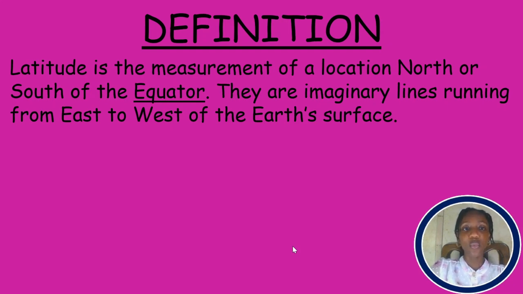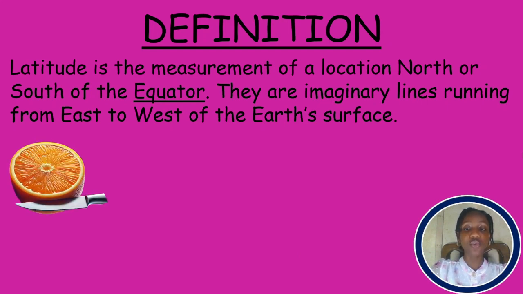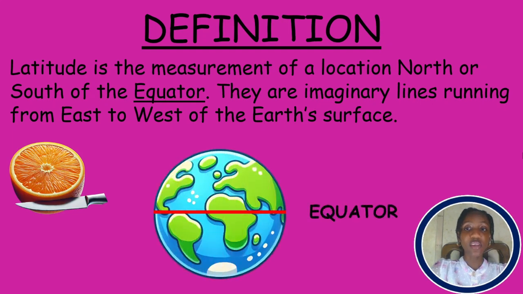First, let me define a key word that is in the definition that most of you might be conversant with, the word equator. This is an imaginary line that divides the Earth into two equal halves, which is the northern and the southern hemispheres. So imagine you have an orange and you get a knife and cut it horizontally into two equal halves. That line dividing it into those two equal halves is the equator. And as you can see, this line runs from east to west. But we also have other lines of latitudes that are above the equator to the north and below the equator to the south. So even though they tell the location of a place north or south of the equator, they run from east to west.